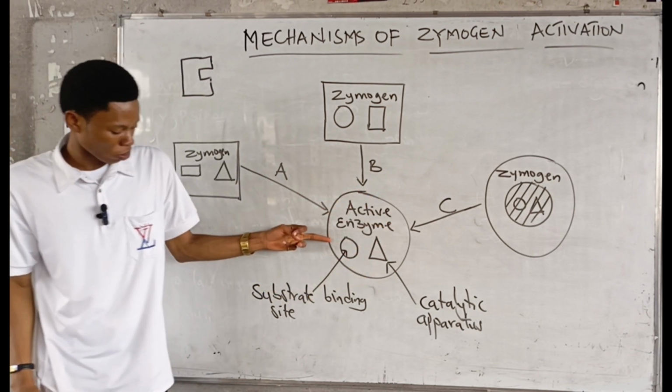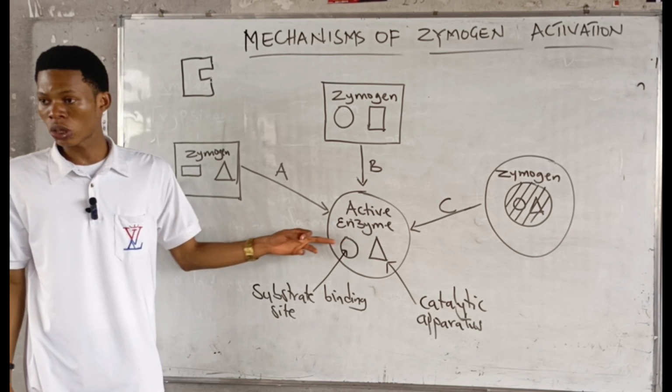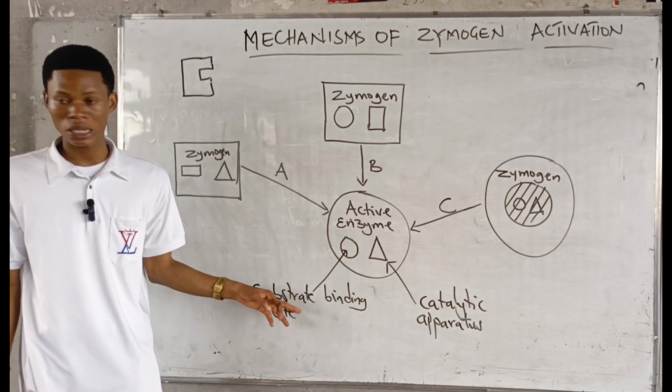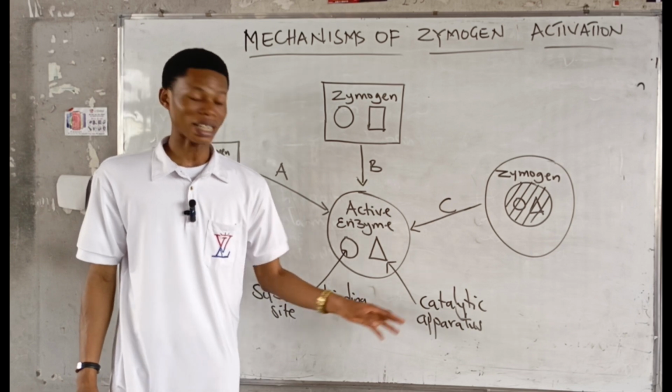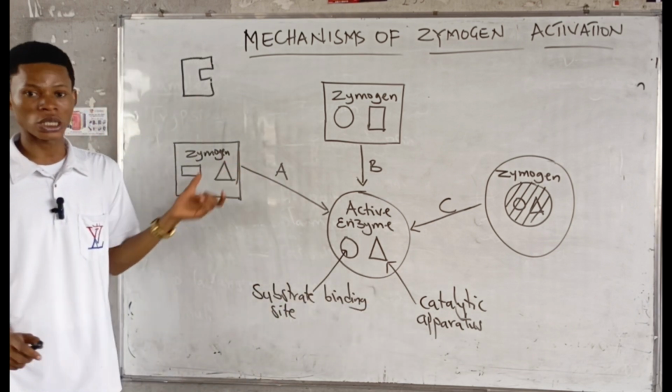Now look at this shape. The circle is used to represent the what? Substrate binding site, right? While the triangle is used to represent the what? The catalytic apparatus. Let's look at the first mechanism.